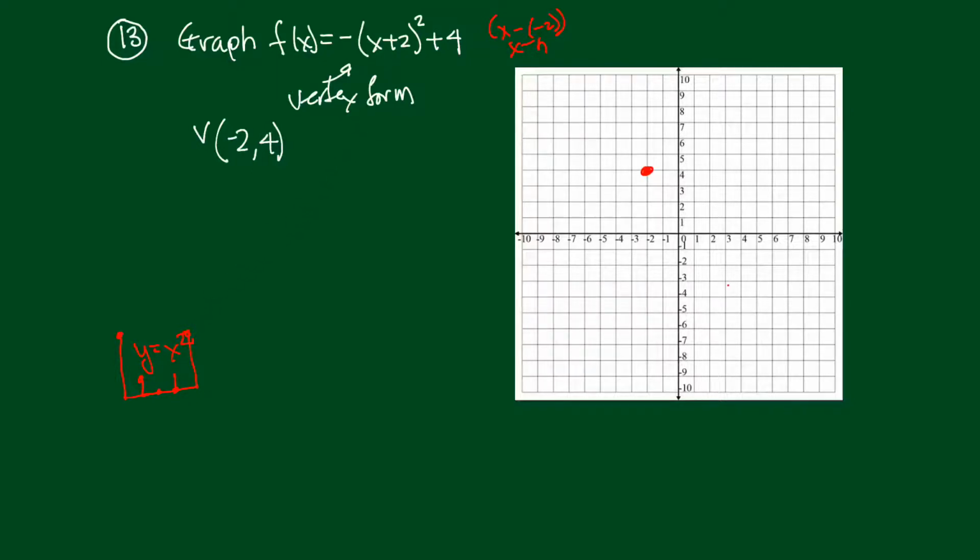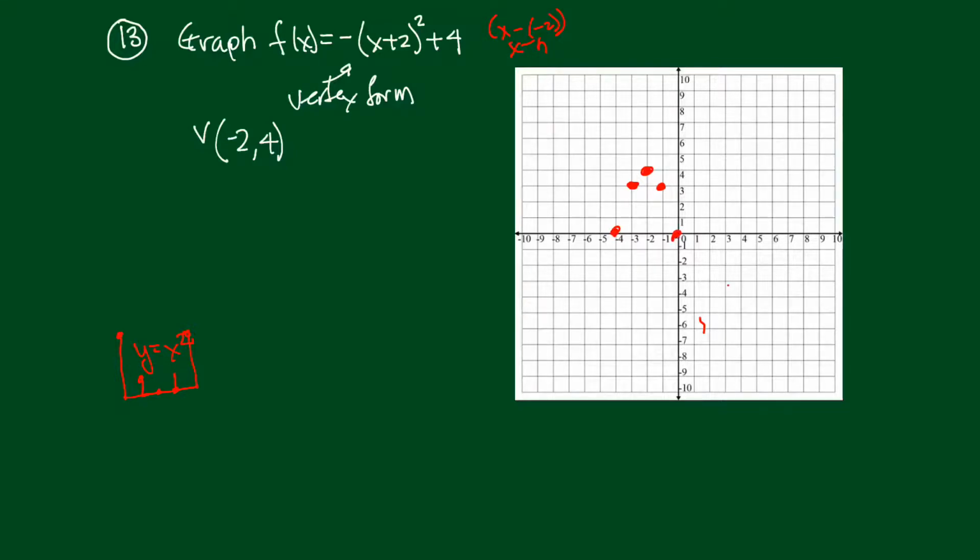From the vertex, I'm going to move over 1. Typically I would go up 1, but what does that tell you? It's a reflection. So I'm going to start at the vertex, go over 1, and instead of going up 1, we'll go down 1 and put our point. Then from the vertex, we'll go over 2 and down 4, because of that reflection. So over 2, down 4, over 2, down 4.